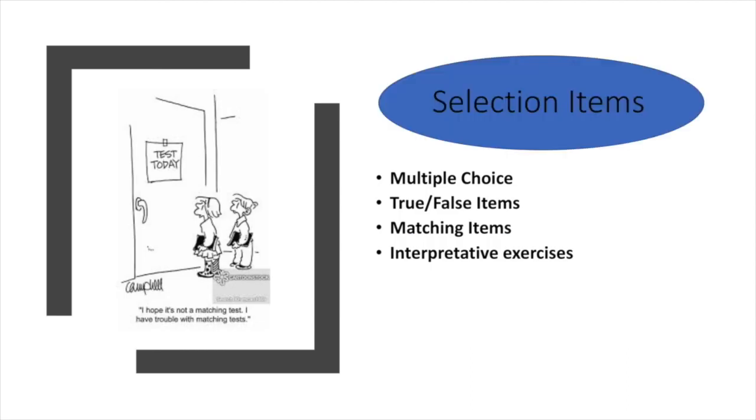Selection items are items such as multiple choice, true, false, matching, and interpretive exercises. These are perhaps those that we as students as well as teachers are the most familiar with, as they are the tools that we use to measure instructional effectiveness. Using them without alignment with the KUDs is never a good idea. However, if we carefully choose these from our assessment toolbox, we may enhance our students' learning.